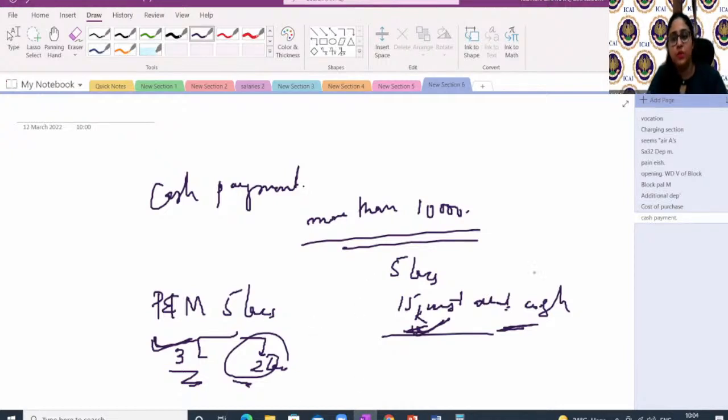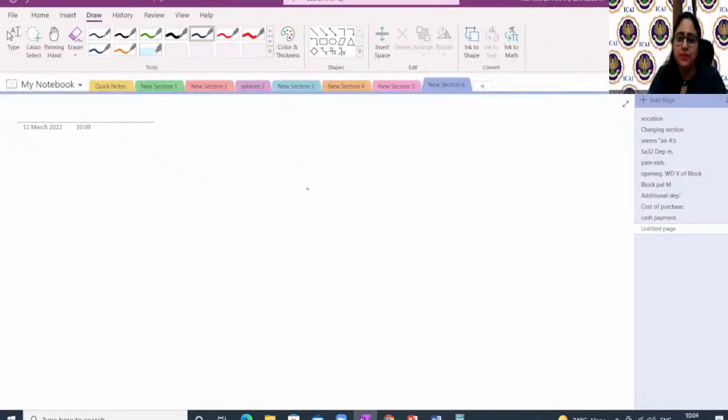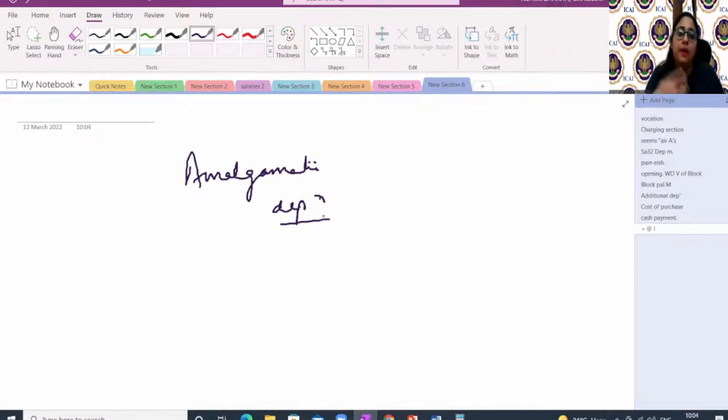अच्छा, one last concept before we wrap it for the day. बहुत simple सा concept है. Any amalgamation which happens during the year, or your demerger or conversion, anything where there are now two different entities, amalgamating and amalgamated, or merged company and resulting company.